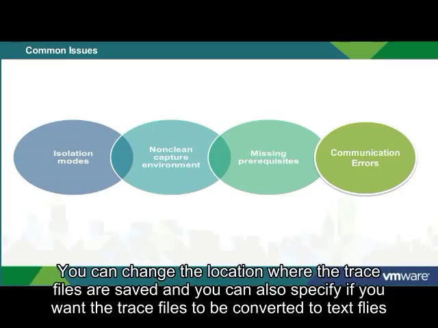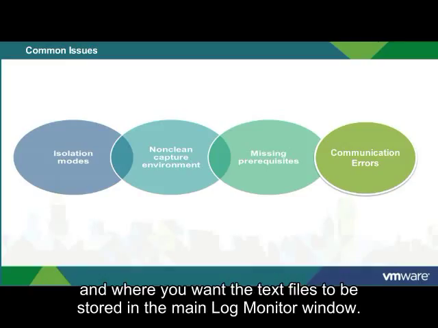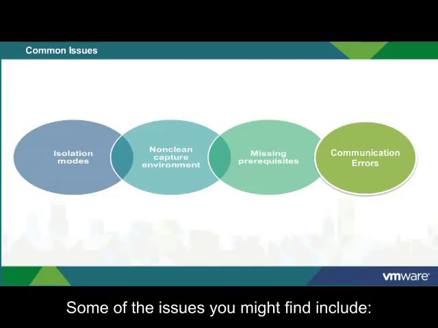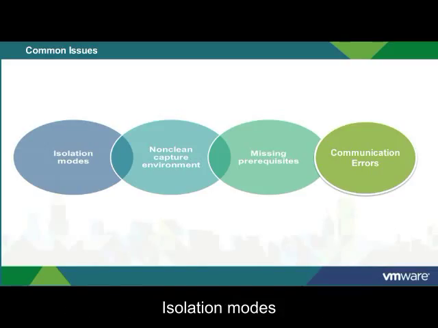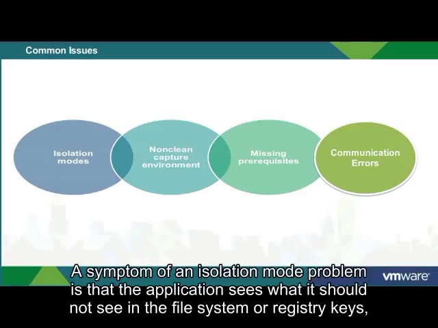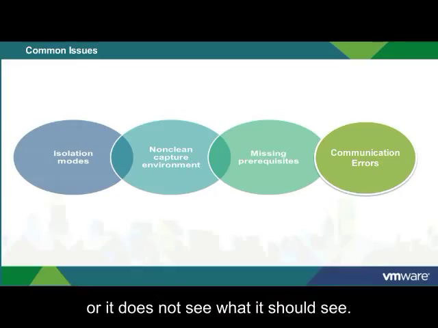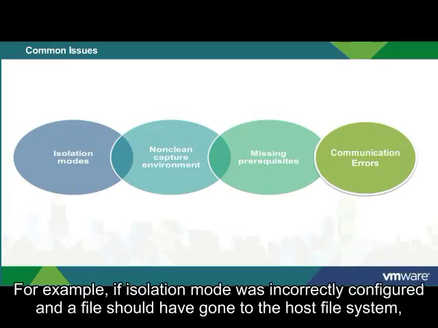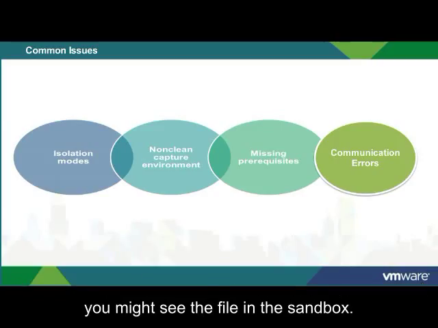You can change the location where the trace files are saved, and you can also specify if you want the trace files to be converted to text files, and where you want the text files to be stored in the main log monitor window. Some of the issues you might find include isolation modes. A symptom of an isolation mode problem is that the application sees what it should not see in the file system or registry keys, or it does not see what it should see. You can see this in the log. For example, if isolation mode was incorrectly configured and a file should have gone to the host file system, you might see the file in the sandbox.